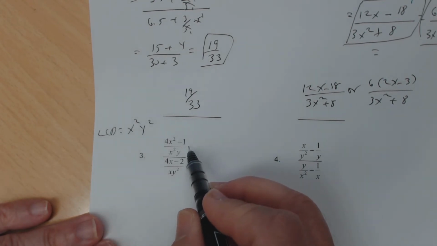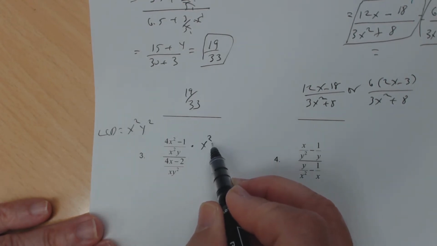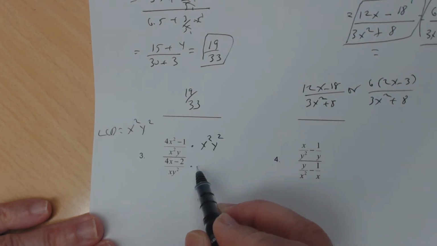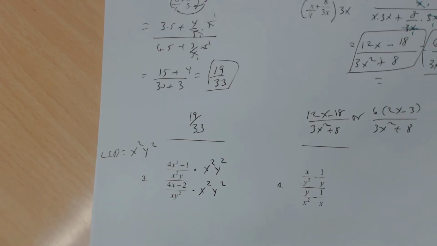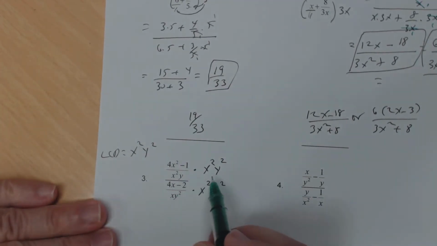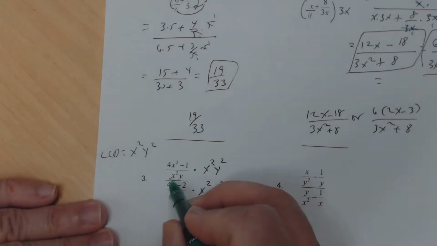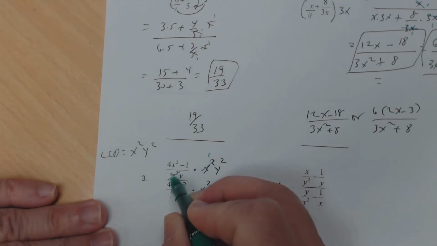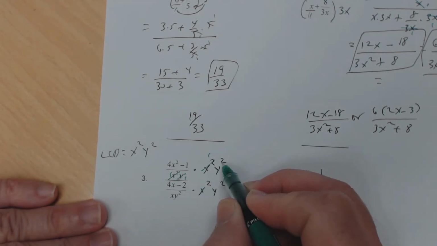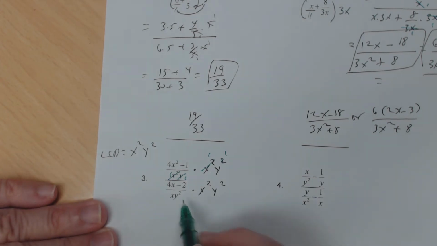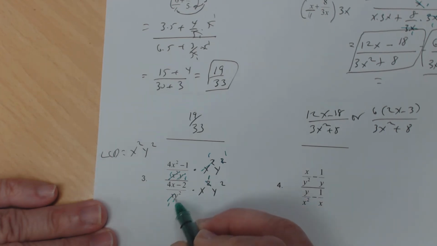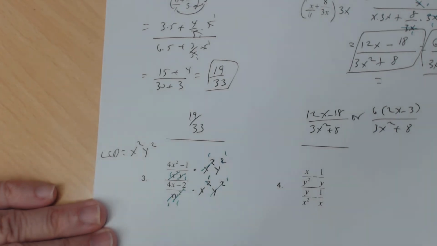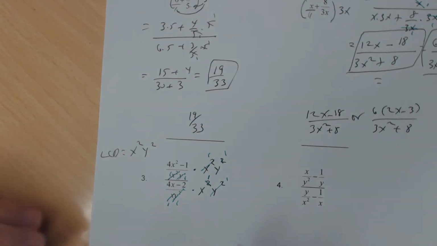And so again, you're going to multiply the numerator part by the LCD, and you're going to multiply the denominator part by the LCD. And then you're going to distribute. I'm sorry, you're going to reduce. So this x squared reduces with this x squared. This y reduces with one of these. And then over here, this x reduces with one of these, and this y squared reduces with this y squared. So basically what you're going to have is this.